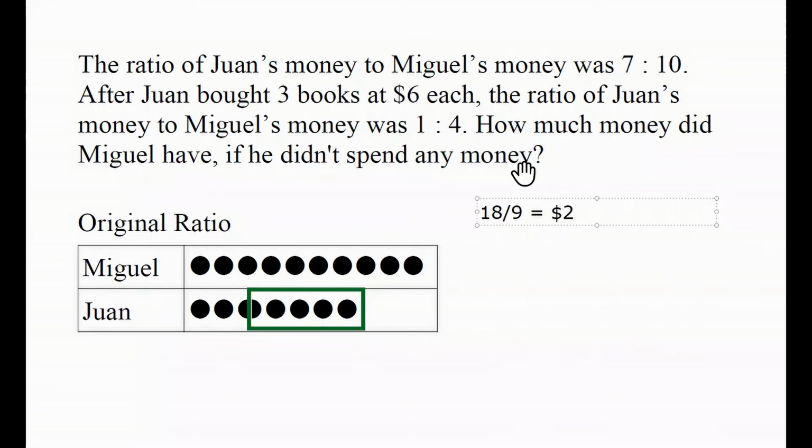Now I can conclude that every half circle represents $2, and that means every circle represents $4. Let's write it down.